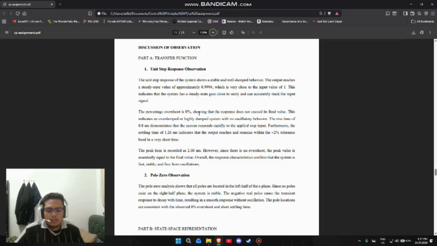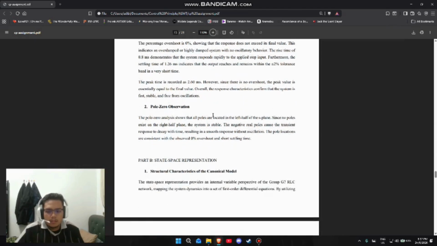Third, it is remarkably fast. It takes just 0.8 milliseconds to rise up and completely settles into its final target zone in just 1.26 milliseconds. When we look at our pole zero analysis, the math perfectly backs this up. All of our system poles are located in the left half of the S-plane. In control theory, left half poles guarantee that any initial spikes or transition energy will decay safely over time, resulting in a smooth, stable response without any oscillation.